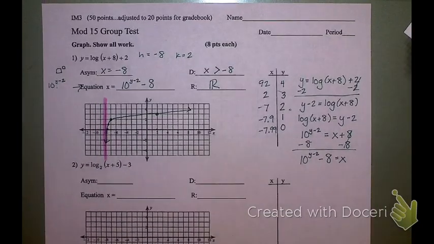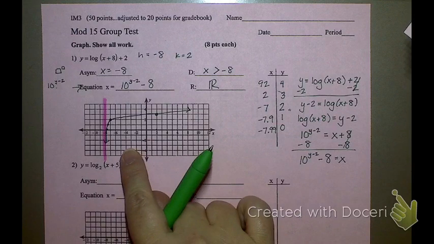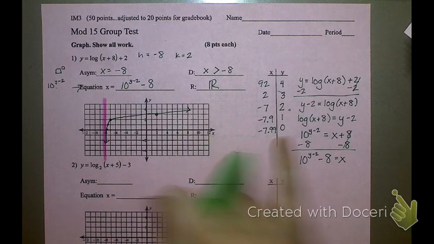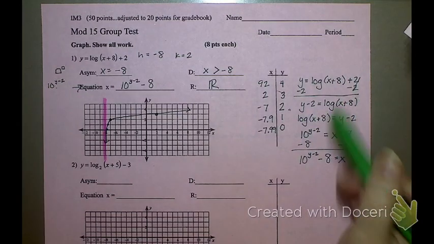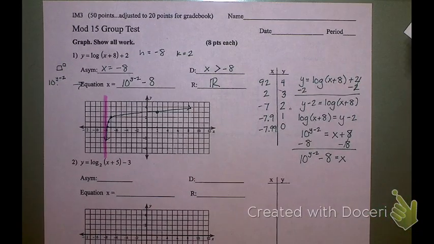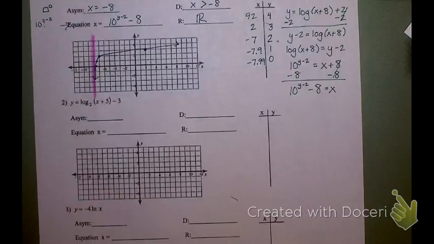So on your scratch paper, or on the paper you get, I expect to see the graph, the XY chart, as well as this work right here. I do want to see this work of how you got to your equation. Okay? Not too bad? All right, let's move on.